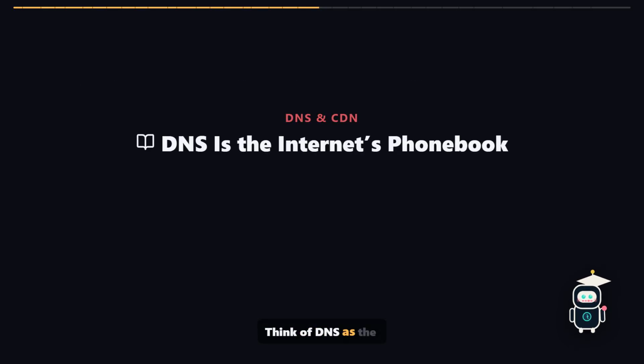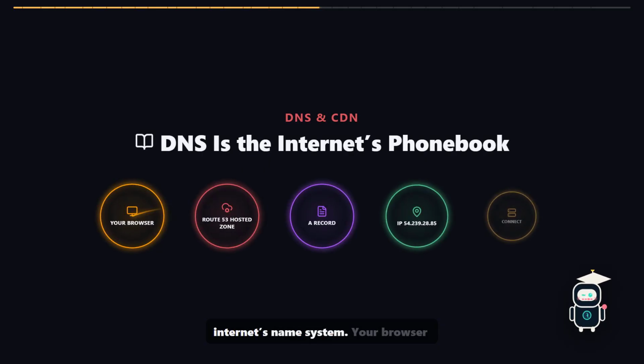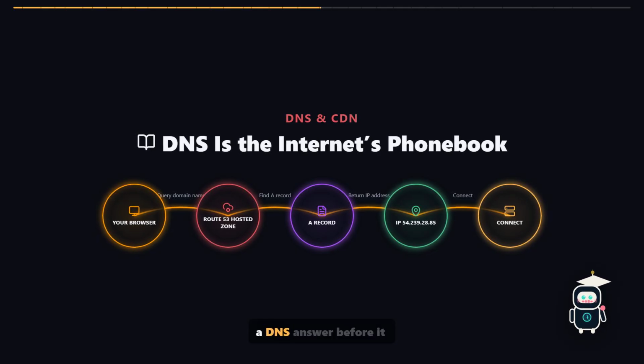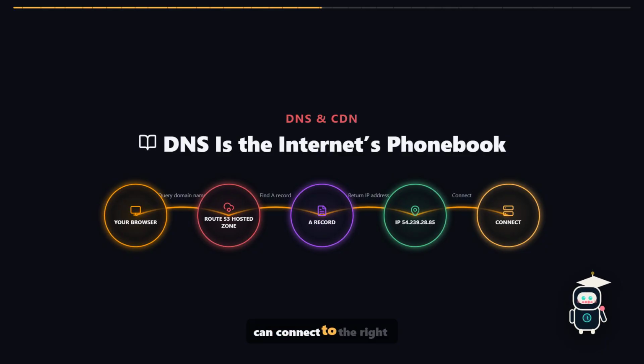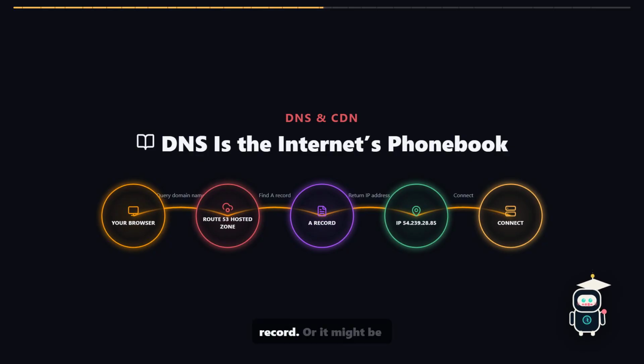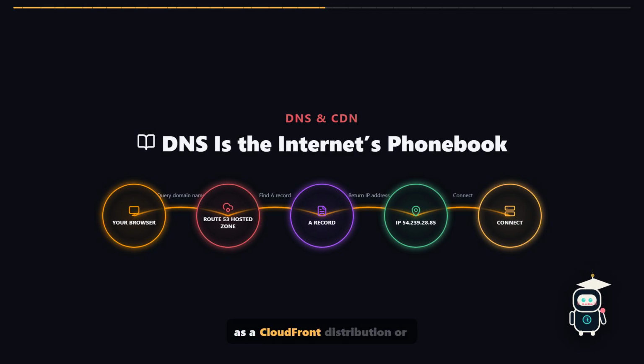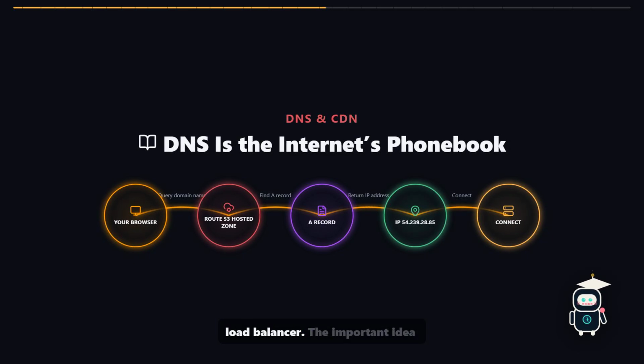Think of DNS as the Internet's name system. Your browser knows a domain name such as shop.example.com, but it needs a DNS answer before it can connect to the right destination. That DNS answer might be an IP address, such as an A or AAAA record. Or it might be an alias or another DNS record that points the browser toward an AWS resource, such as a CloudFront distribution or load balancer.